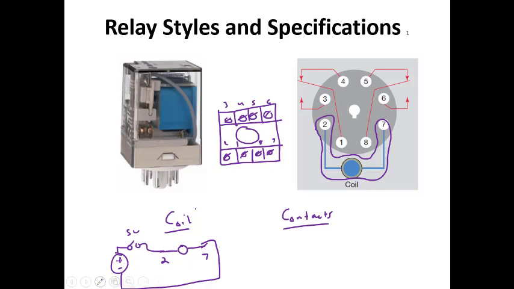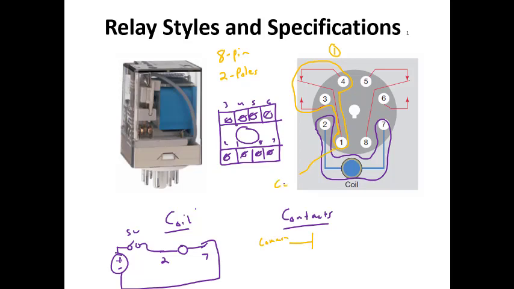Now the contacts are a little bit different. This relay is an 8-pin relay, so it has 8 pins. It has 2 poles, so it's a 2-pole relay. If we look on here, these are the poles. This would be the first one here. And on our contacts, we have a common terminal.